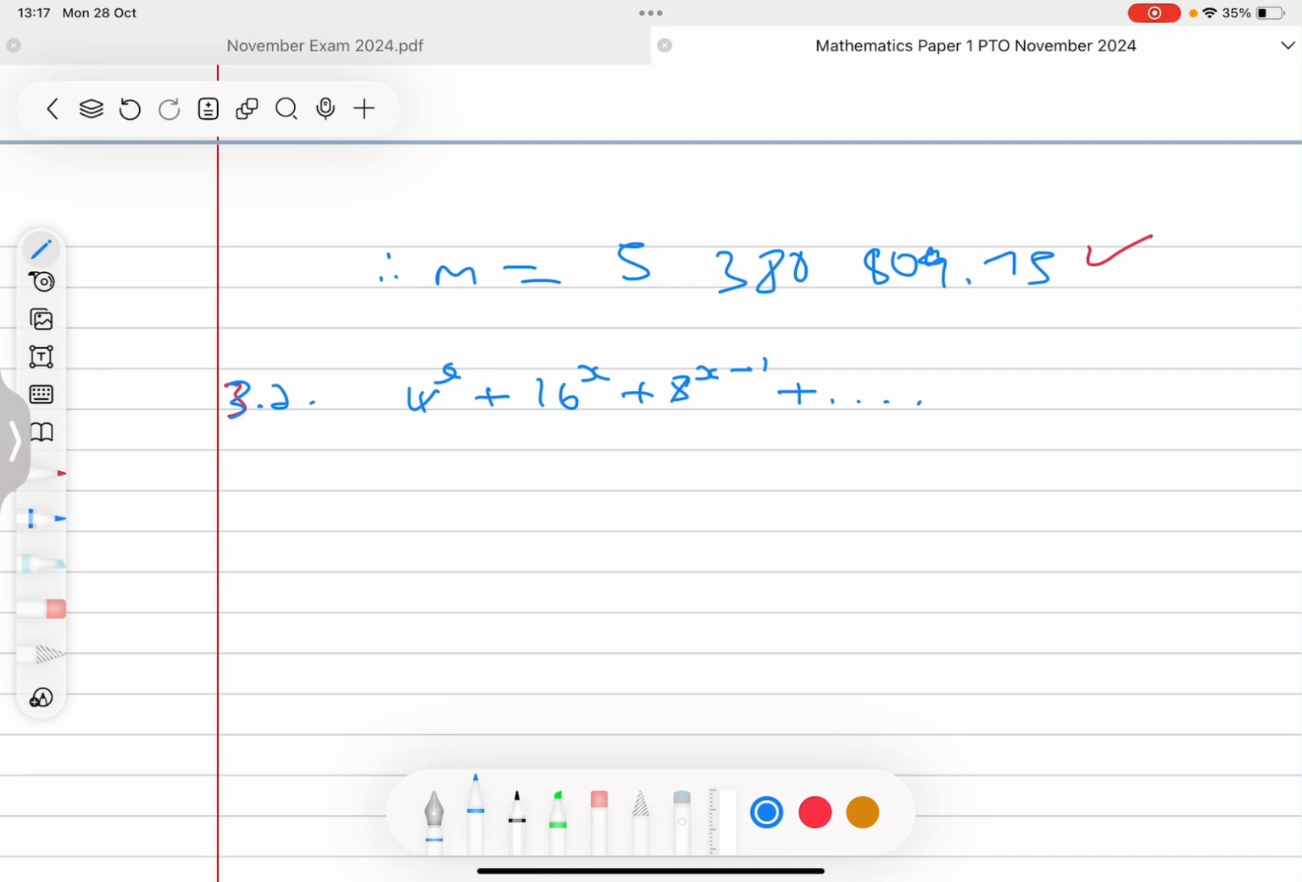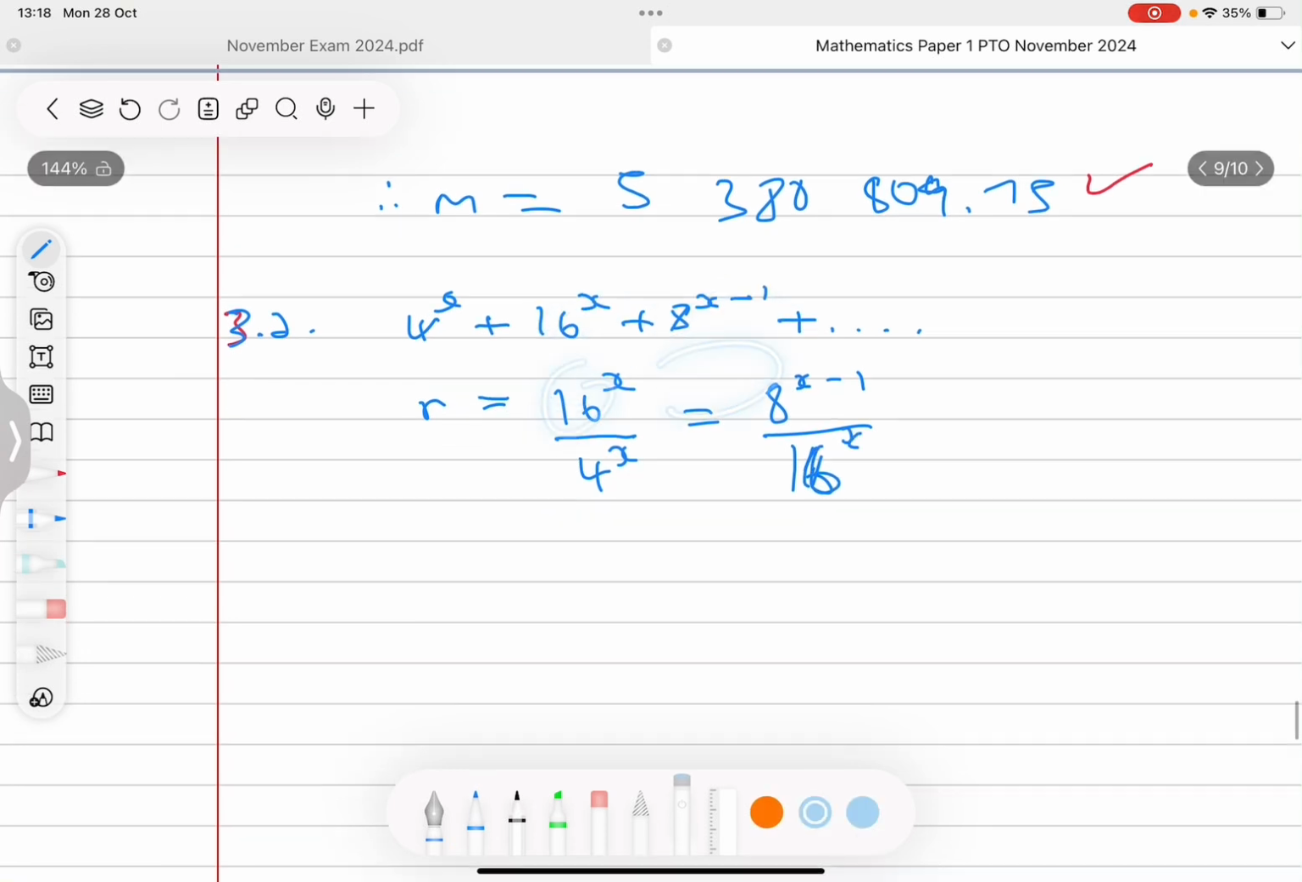Now, because they've told us that it's a geometric series, it means it has a common ratio. That means if I take term 2, this term here, 16 to the power x, and I divide by the first term, this term here, it must be equal to, if I take the third term, this term here, 8 to the power x minus 1, and I divide by the second term, 16 to the power x.